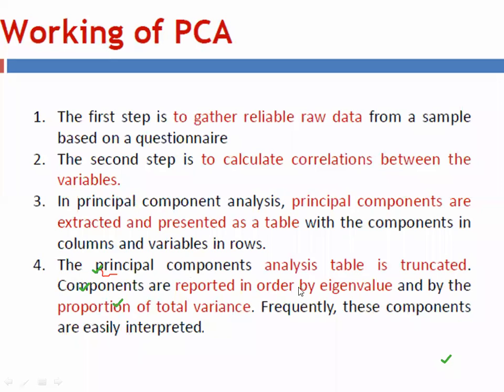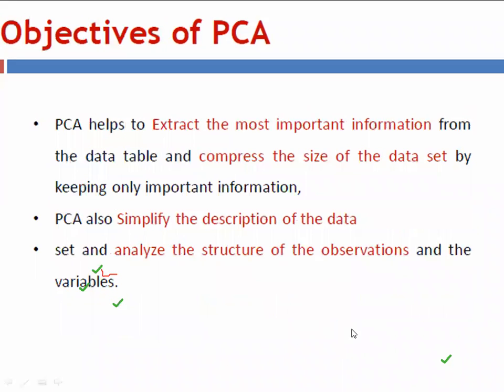Now how does PCA work? The first step is to gather reliable raw data from the sample based on questionnaires. The second step is to calculate the correlations between the variables. Next, principal components are extracted and presented as a table. Principal components in our case are view 1 and view 2. Then the principal component analysis table is truncated, and components are reported in order by eigenvalue and by the proportion of total variance.